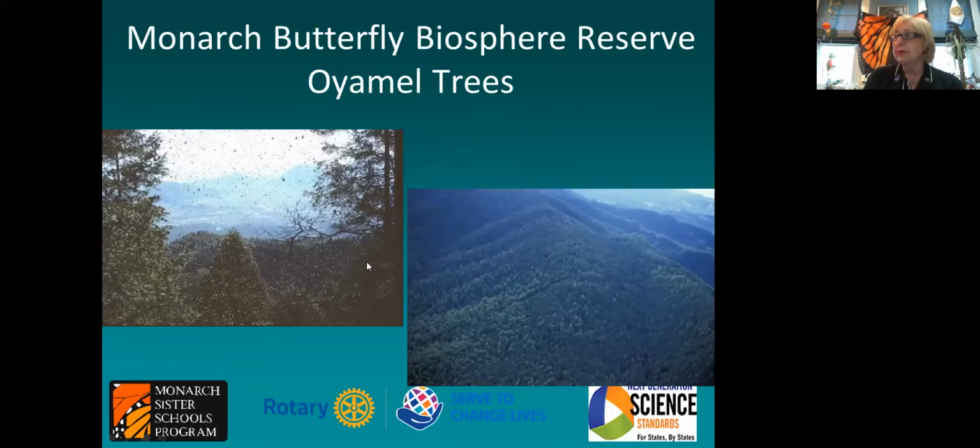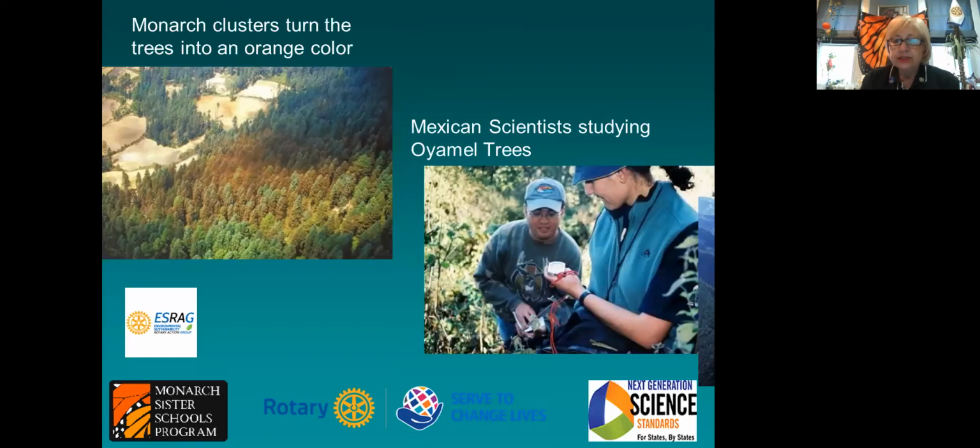And these are the Oyamel fir trees that the monarchs go to when they arrive in Mexico. They're high up in the volcanic mountains. And you can see scientists here who are doing some science.